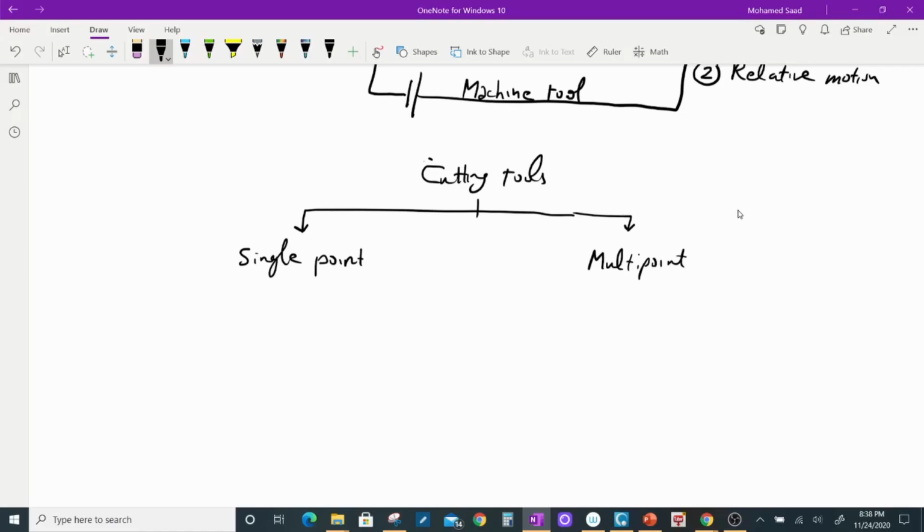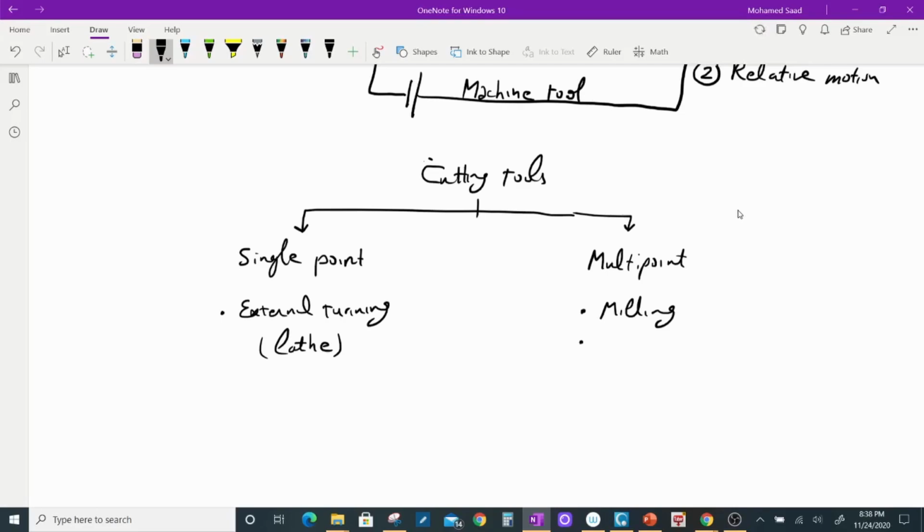Example for the single point cutting tool is what you see in the external turning when you use the lathe, you use basically one single point cutting tool. Multi-point cutting tool example for this is what we use in the milling, for example. You find a tool that has many cutting points or multi-points.